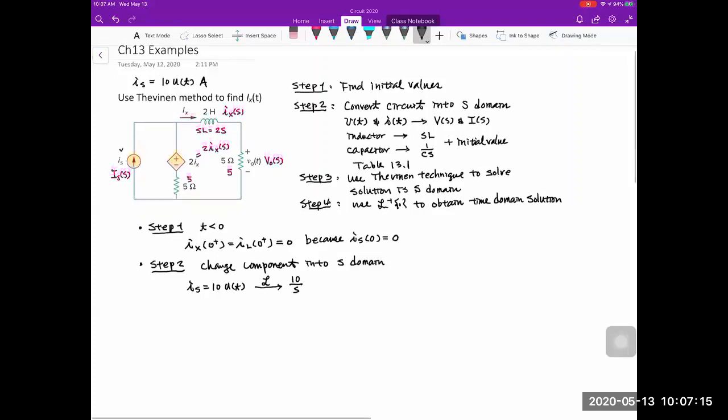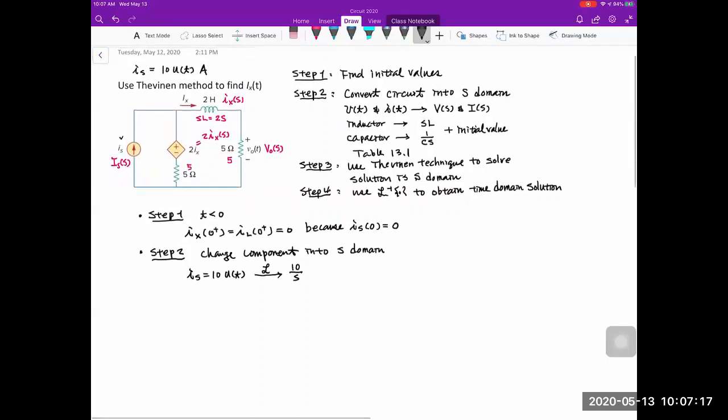Okay, but then how do we solve the circuit? Well, to solve the circuit, you have to use the Thevenin method. So let's look at how we solve the circuit with the Thevenin method. To find the Thevenin equivalent, you need to find V_TH, but this time we're going to use the s domain, and we also need to find R_TH, which is also in the s domain.